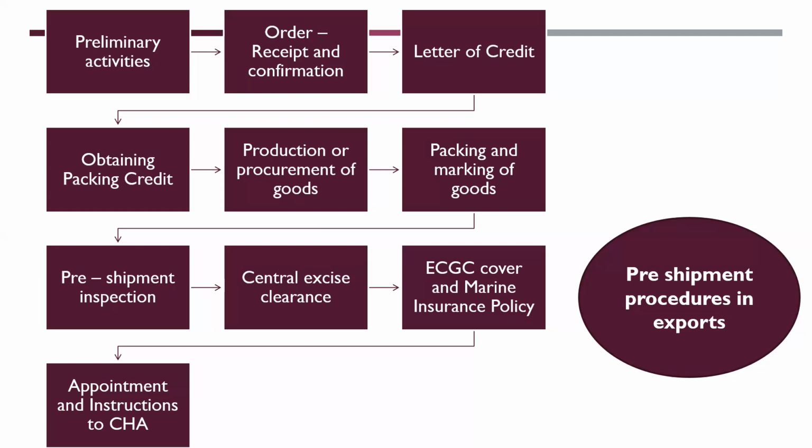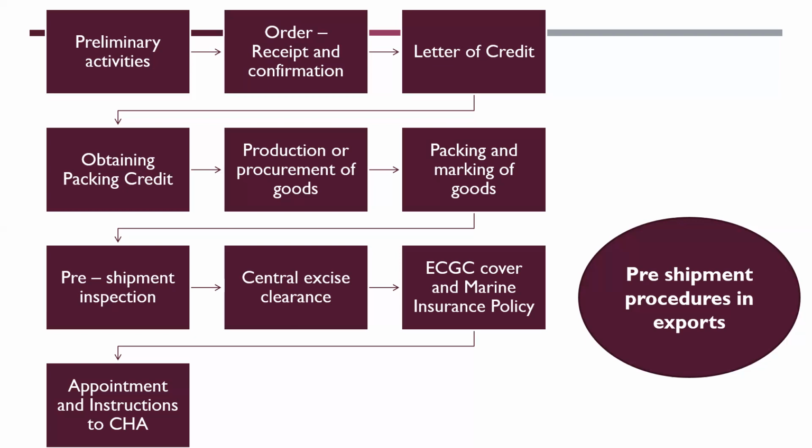Okay. So, kahan tak aa gaya? We take a call, we decide as an exporter that we want to enter the international market. Further, we look for the orders, we get the order, and we get the confirmation also from the importer to start manufacturing so and so product of so and so quantity. Next step is the letter of credit.